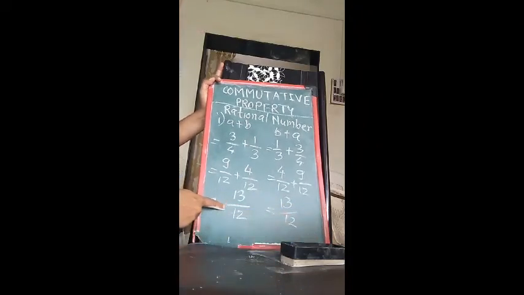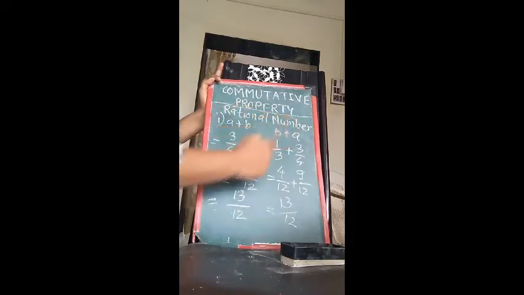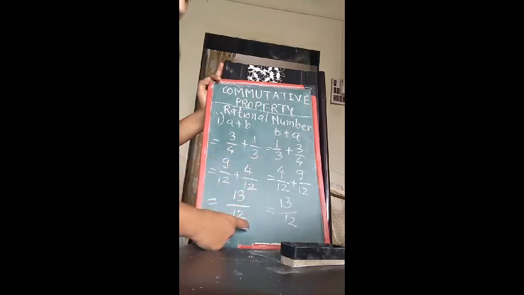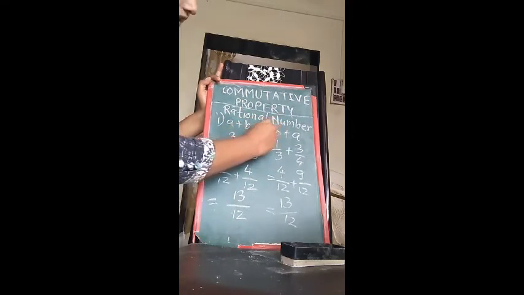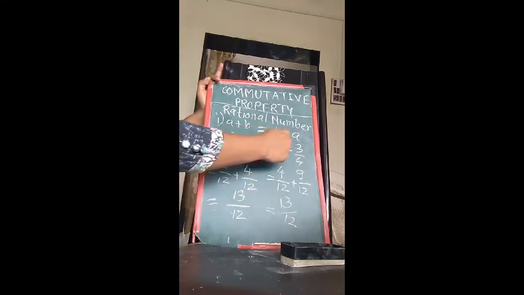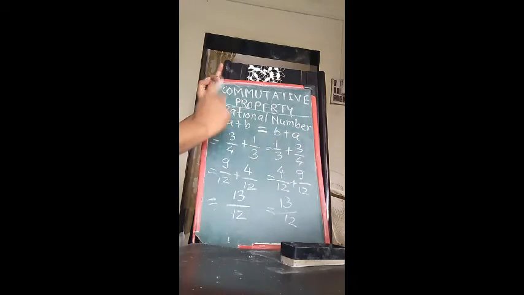So have you seen that A plus B, the answer is 13 upon 12, and B plus A, the answer is 13 upon 12. So our commutative property is satisfied for the addition. Now here we can take the equal sign. A plus B is always equal to B plus A for the rational numbers.